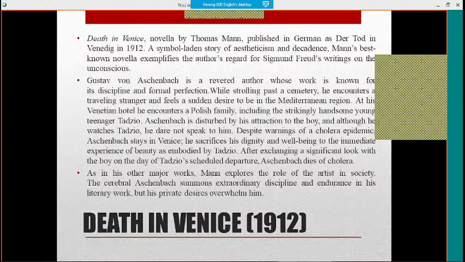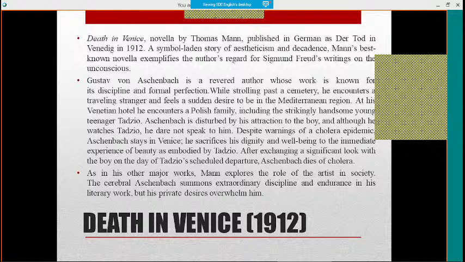And it also draws some of the important theories from Sigmund Freud's writings. Sigmund Freud's writings കുറെ theories ഇതിനകത്ത് utilize ചെയ്യുന്നുണ്ട്. So Death in Venice എന്ന് പറയുന്നത് a very important work.